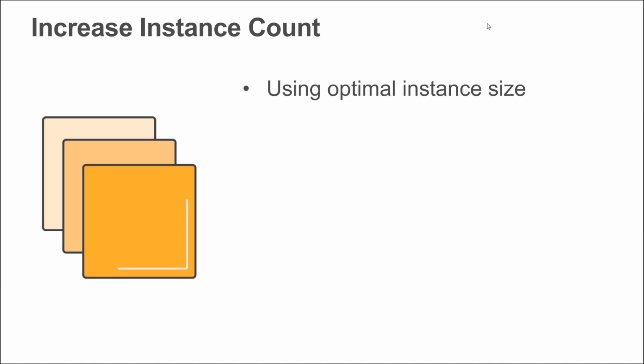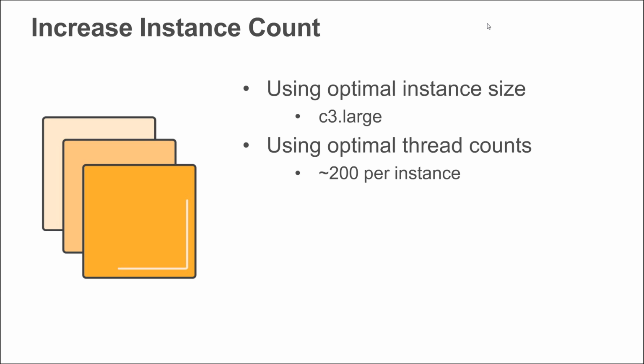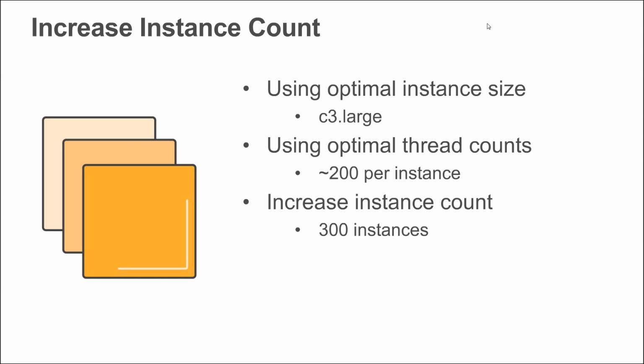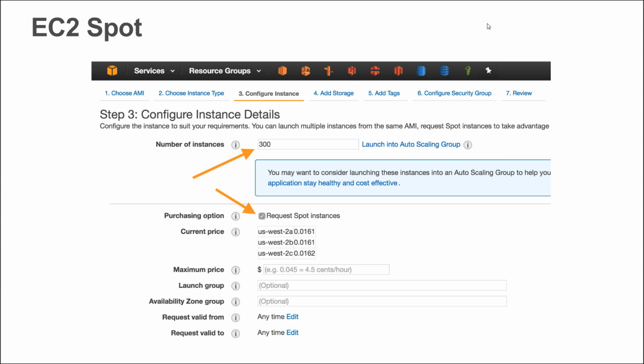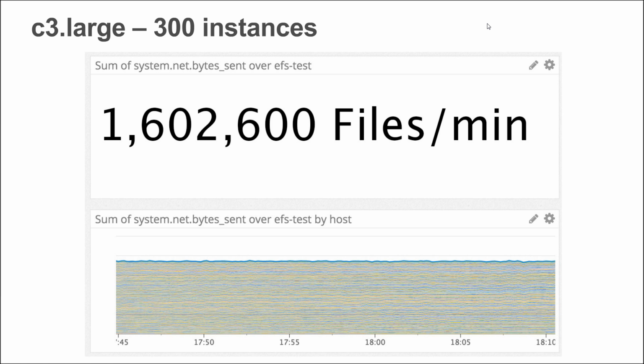So now that I know I want to use C3 large for this one, I want to increase the number of instances up to 300 instances to run my throughput test, and also optimize for cost. So I use the EC2 spot market. So when launching my instances, I have 300 instances selected here, and the EC2 spot market here was 1.6 cents per instance hour. And again, this price is variable, but it's typically far less expensive than running on-demand cost. And in using 300 instances, I was able to move over 1.6 million files per minute to EFS.